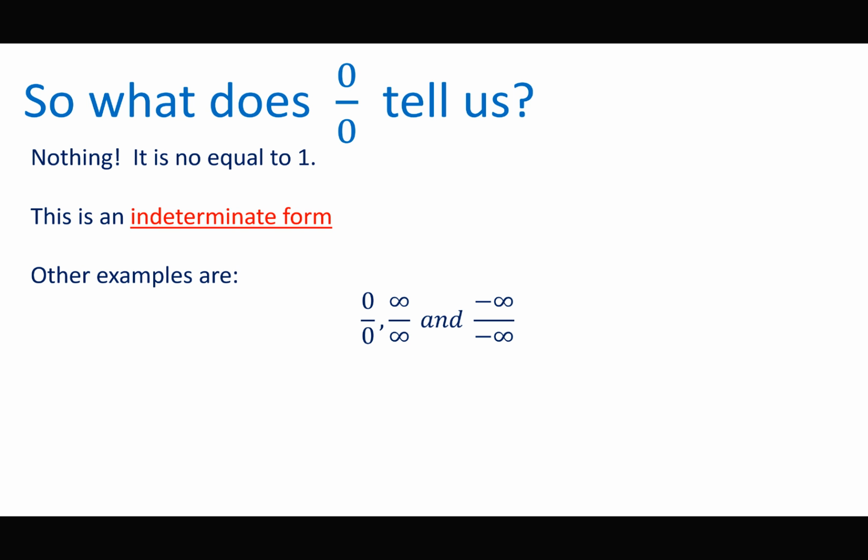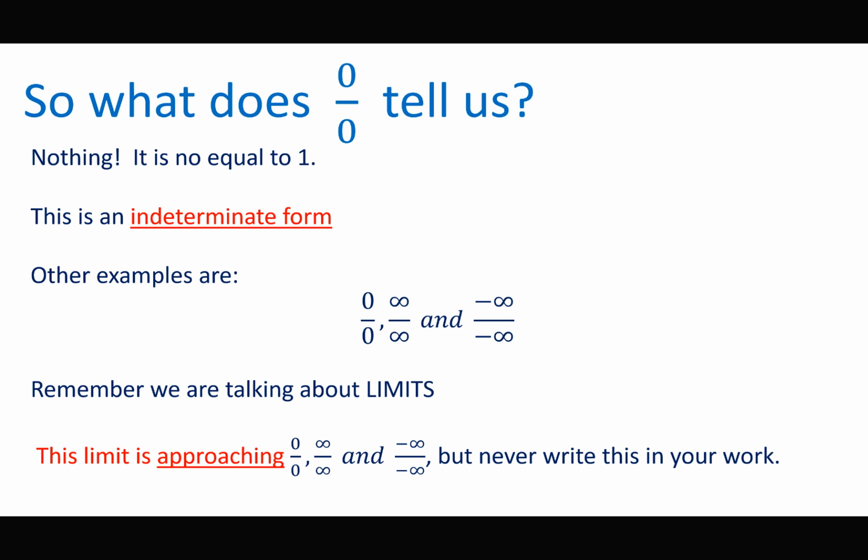We could end up with the numerator approaching 0 and the denominator approaching 0 as an indeterminate form. But we could also end up with it approaching infinity in the numerator and denominator, or approaching negative infinity in the numerator and the denominator. When this happens, it's called an indeterminate form. It's not telling us anything. So again, we're talking about the limits. What are the limits approaching? We're going to focus on the numerator approaching 0 and the denominator approaching 0, but keep in mind this also holds true if the numerator and denominator are both infinity, or both negative infinity. Again, the limit is approaching, but never write this in your work as a fraction.